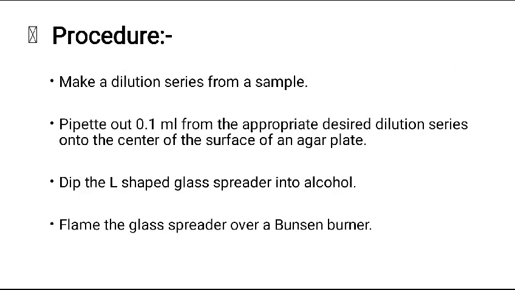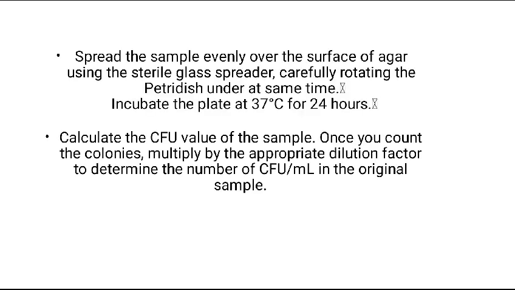Procedure: make a dilution series from a sample. Pipette out 0.1 ml from the appropriate desired dilution onto the center of the surface of an agar plate. Dip the L-shaped glass spreader into alcohol. Flame the glass spreader over a Bunsen burner. Spread the sample evenly over the surface of the agar using the sterilized glass spreader, carefully rotating the petri dish at the same time. Incubate the plate at 37 degrees Celsius for 24 hours. Calculate the CFU value of the sample.